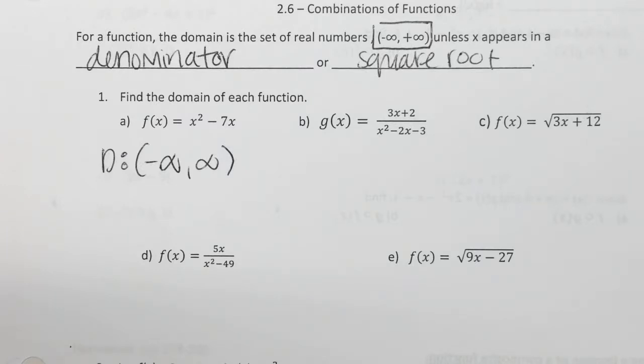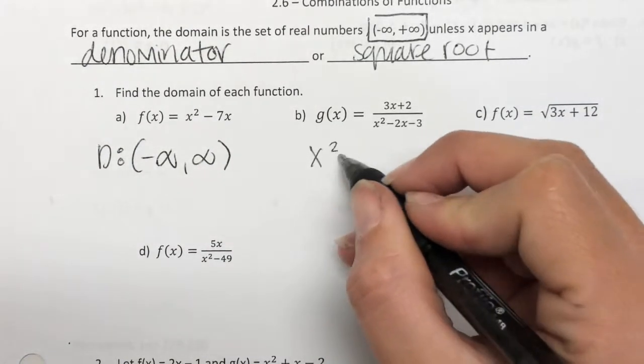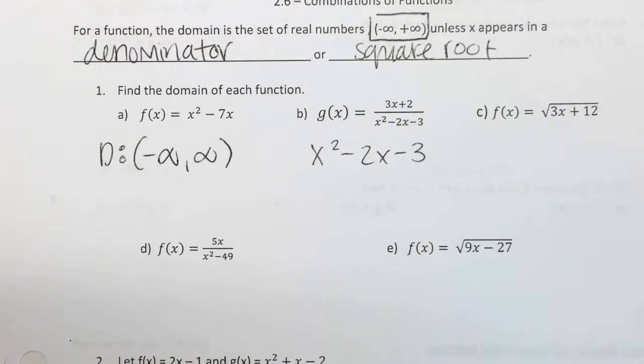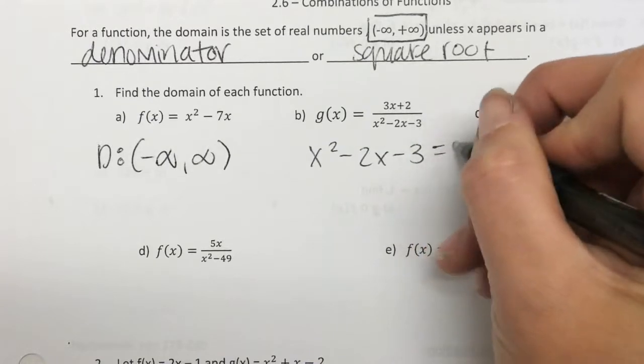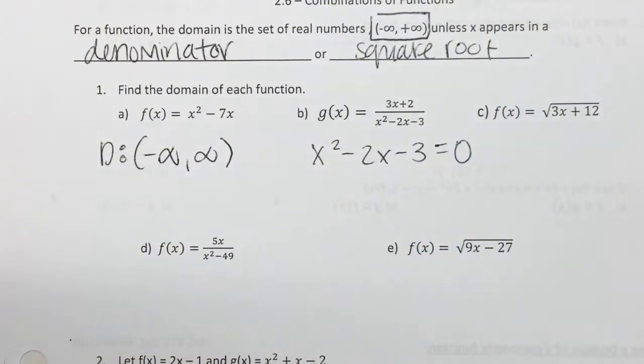So we have to find out when this equals 0. Go ahead and set the bottom equal to 0. x squared minus 2x minus 3 equals 0. Now how do we solve for x? A times c. Good. We can factor it. You could do the quadratic formula. This one would be easy to factor. Why? Yes, because a is 1.